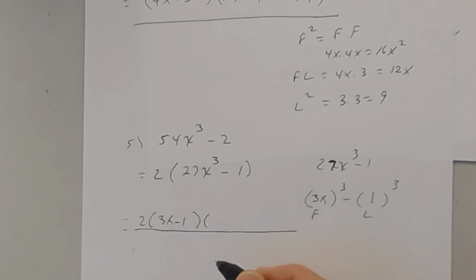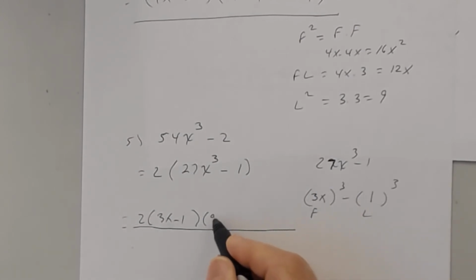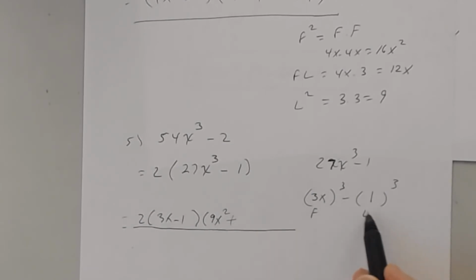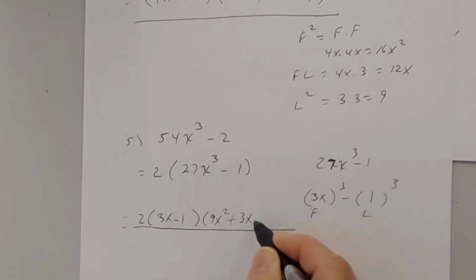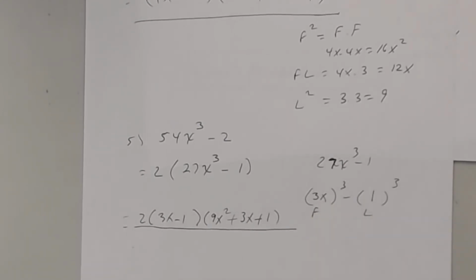Times the trinomial. What's F squared? 9x squared, good. Plus F times L, plus 3x, plus L squared. 1 times 1 is 1. There's your answer. You're done. That's all you do. Okay.